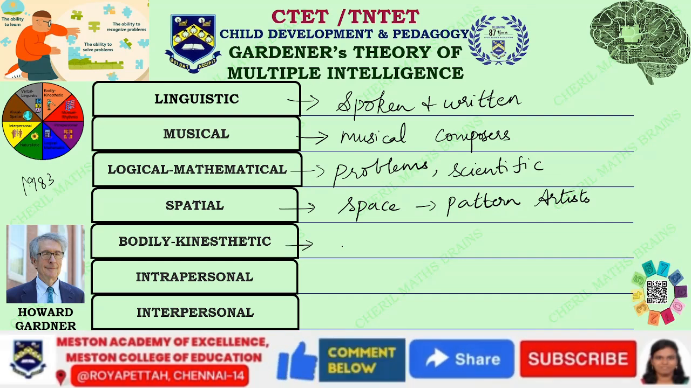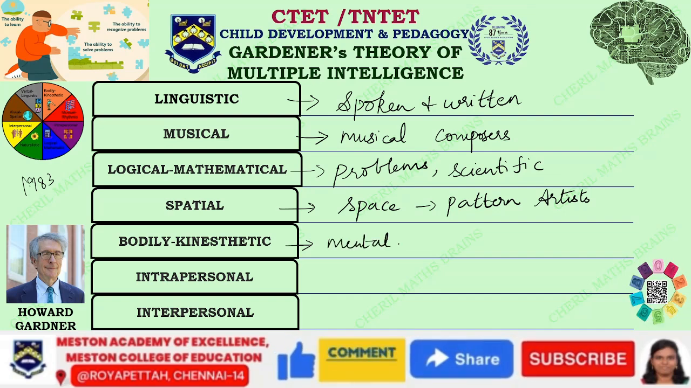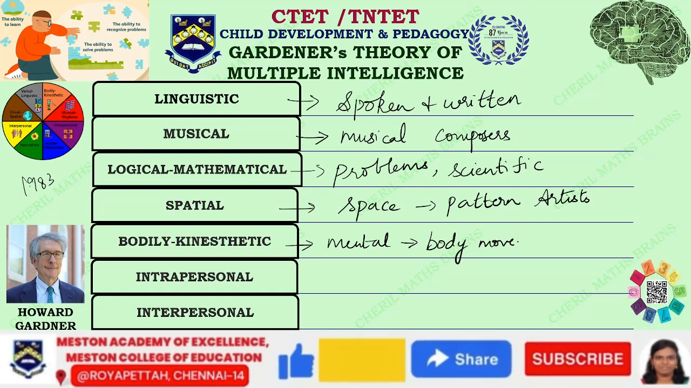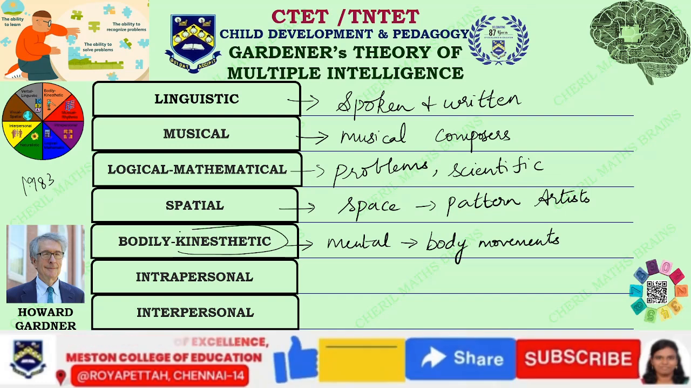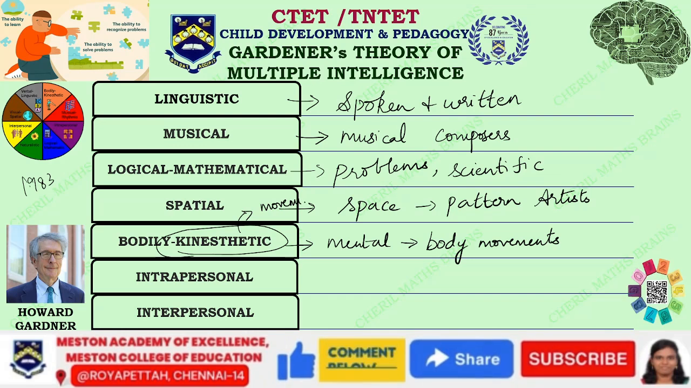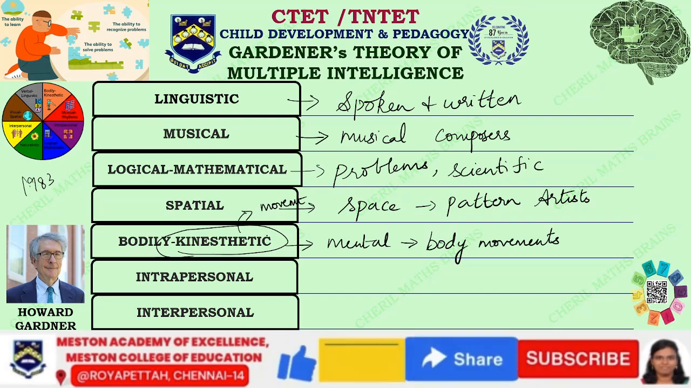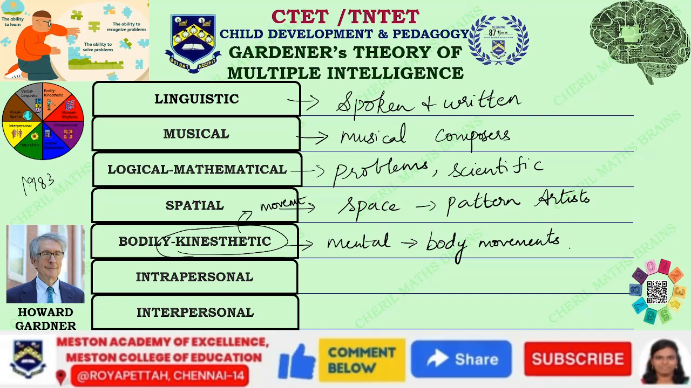The next one is bodily kinesthetic. It is nothing but how your mental abilities are related to coordinating your body movements. So how well I am able to coordinate my body, how much I am able to control myself. Kinesthetic in itself means movement, and bodily means movement of a body. So to move our body, what do we need? We need to have the mental ability to do something. So this is more required for athletes, sports persons and all.